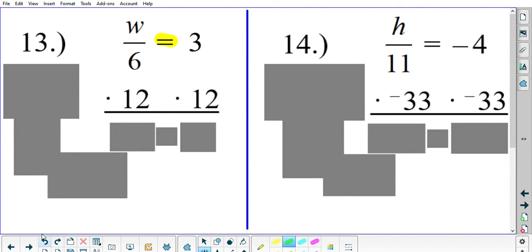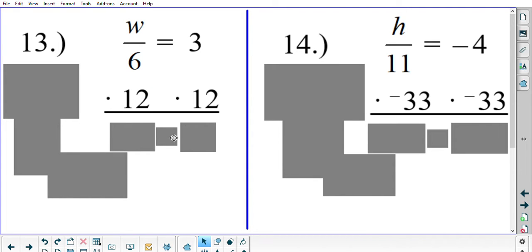And we are allowed to do whatever I want on both sides of the equation because of the addition property of equality, subtraction property of equality, multiplication property of equality, and division property of equality, which basically says you can do whatever you want to both sides of the equation as long as you do it to both sides. The same thing to both sides.